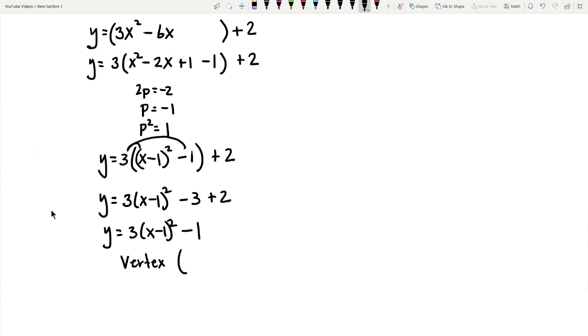All right, so it's x minus h, so x minus h is x minus 1, so h is 1, plus k, and I have -1, so that makes k -1. So there's my vertex. All right, so being able to take a parabola and put it into vertex form is another reason you might want to complete the square.